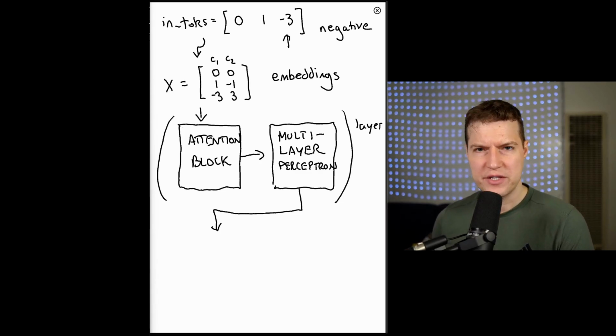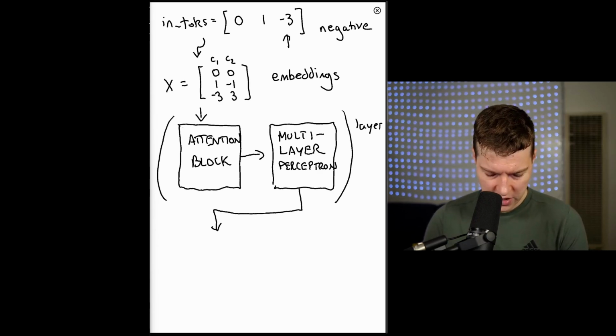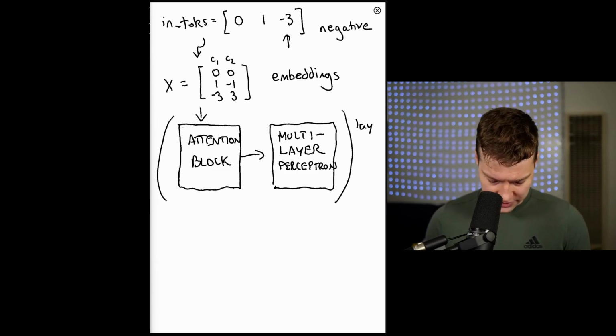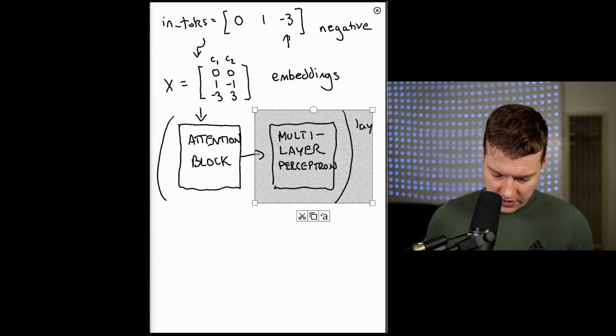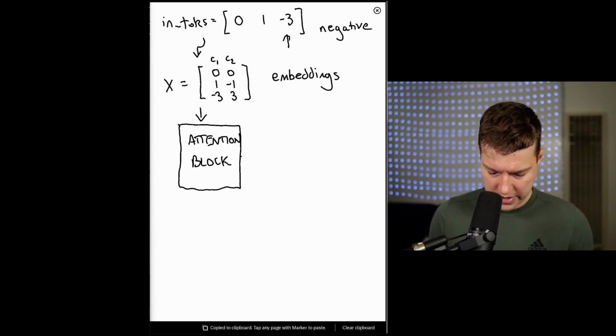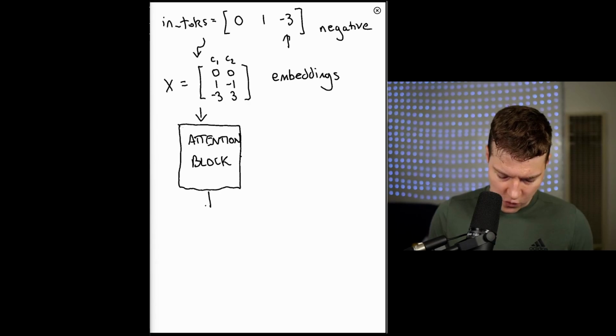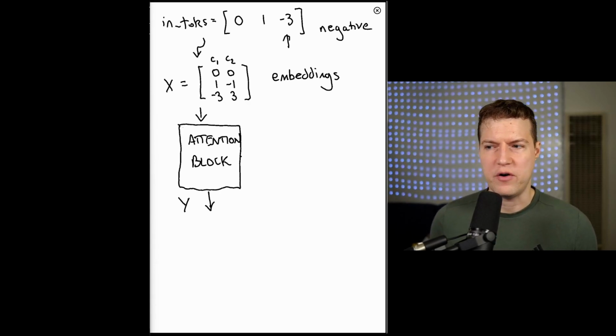However, in this simple example, I want to make it as easy as possible. And so for this example, we're just going to use an attention block. In fact, we're just going to use a part of an attention block, as we'll see in a second. So we'll take the output of the attention, and I'll just call that Y, because that will pretty much be almost the output of our model.